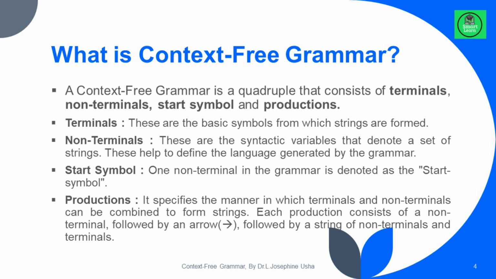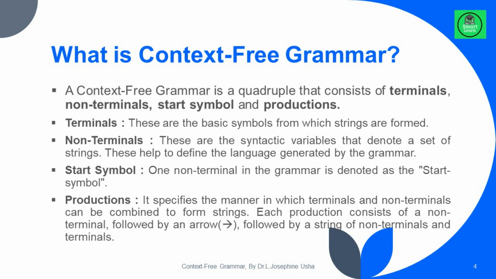Next one is the non-terminals. These are the syntactic variables that denote sets of strings. This helps to define the language generated by the grammar. Next one is a start symbol. One of the non-terminals in the grammar is denoted as the start symbol. And next one is a production. How can we write the production?